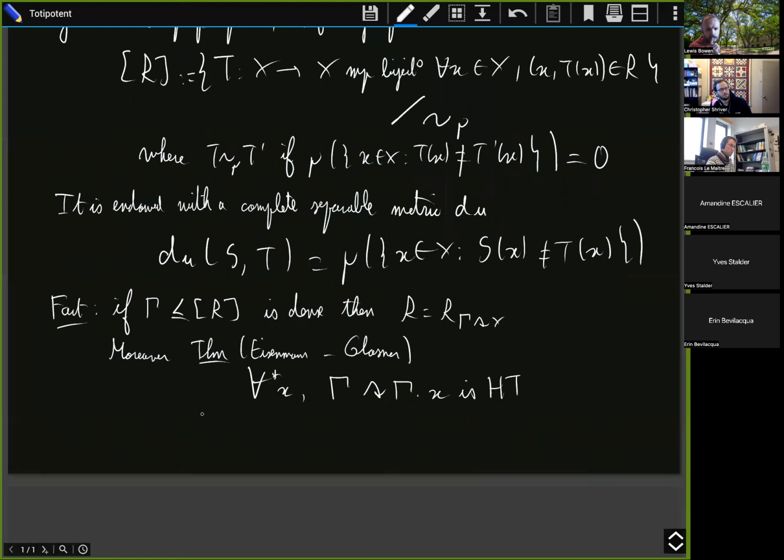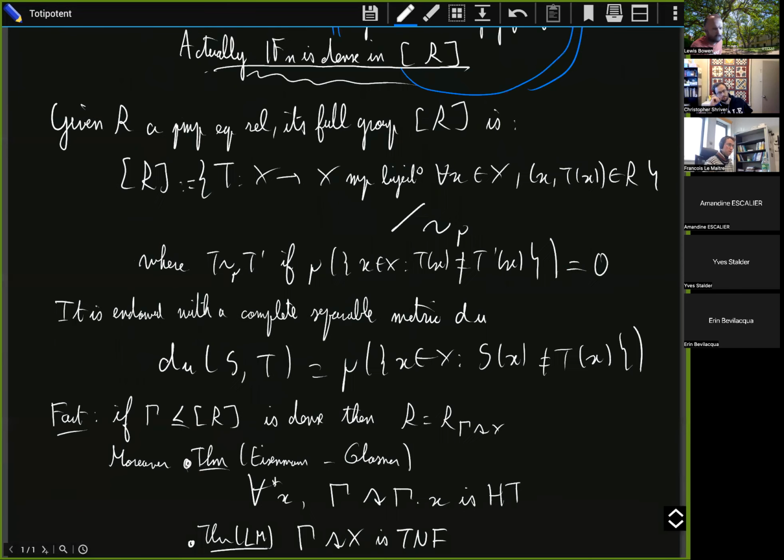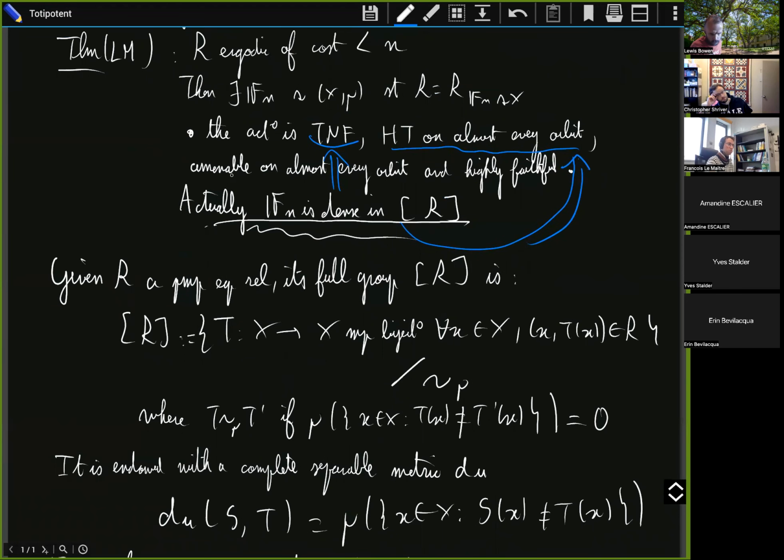So if Gamma acting on X is dense, then you have this, and you also have that Gamma acting on X is totally non-free. Okay, and so you get two things, and then of course you need to show something stronger. You need to show this density. But these two conclusions are then automatic.